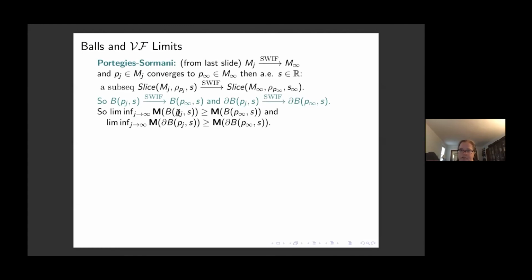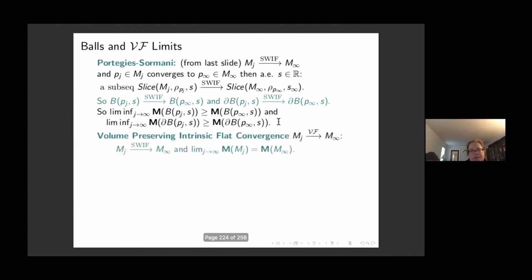We know without the volume preserving, with just the SWIF convergence, we'll have the masses of the balls bigger than the mass of limits and the mass of the boundaries of the balls bigger than the mass of the boundary limit. But if you add in the volume preserving intrinsic flat, we know that the limit of the whole masses is equal to the mass of the whole limit.